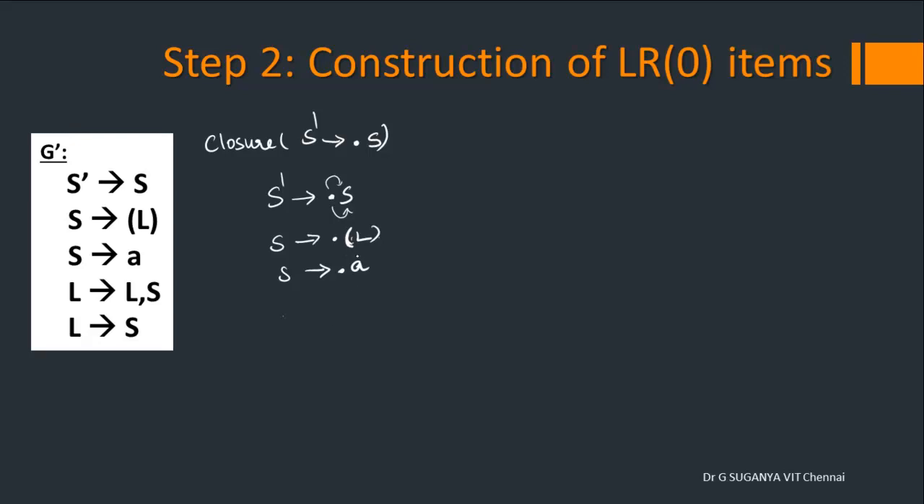Here in this case dot is followed by a terminal. You should not worry about the second or third symbol. It is always only the next successor. So I'll name it as I0. This is the closure from where we will start.